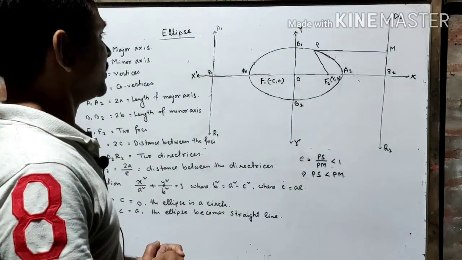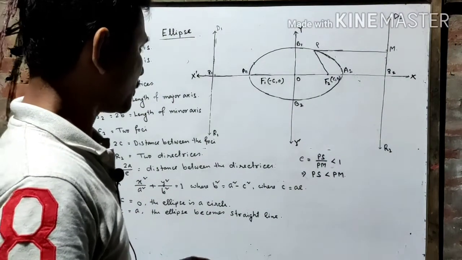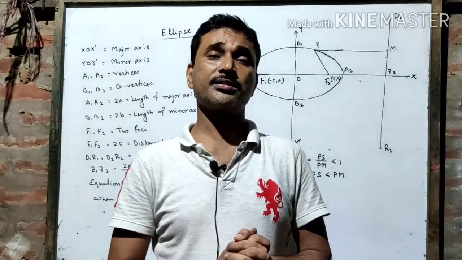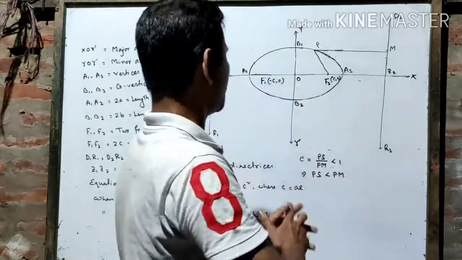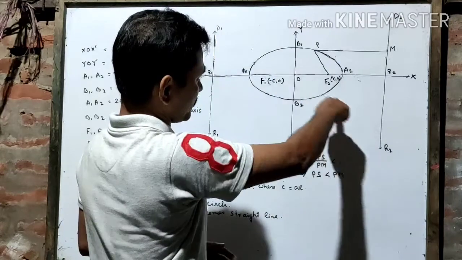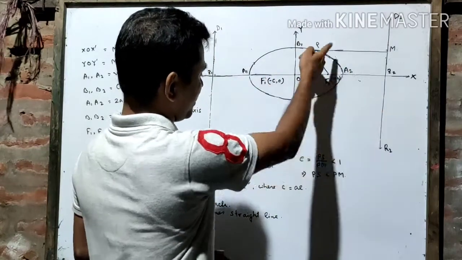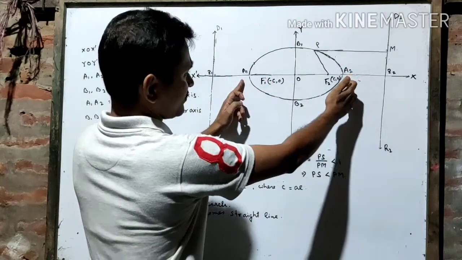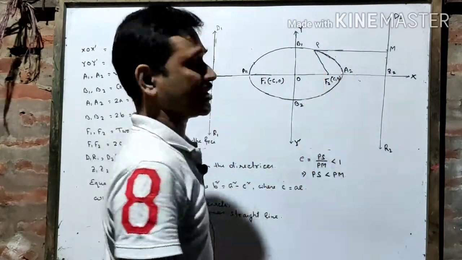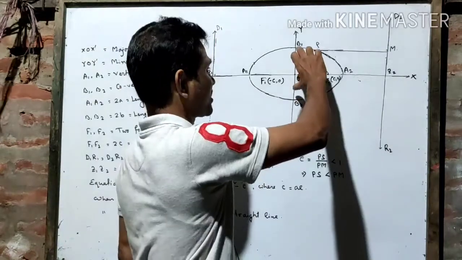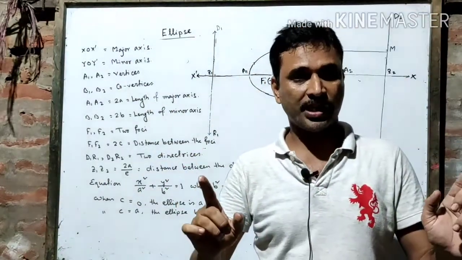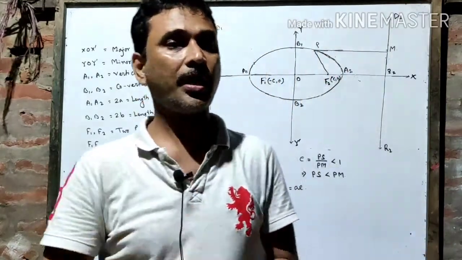Now, we know the line of symmetry of a conic is called its axis. In this ellipse there are two lines of symmetry. Of course, there are infinite numbers of lines of symmetry, but this is the longest line of symmetry and this is the shortest line of symmetry. This longest line of symmetry is called the major axis and this shortest line of symmetry is called the minor axis. So, the longest one is the major axis and the shortest is the minor axis.